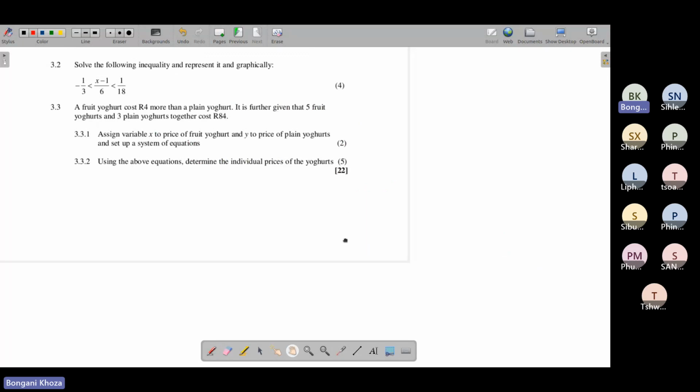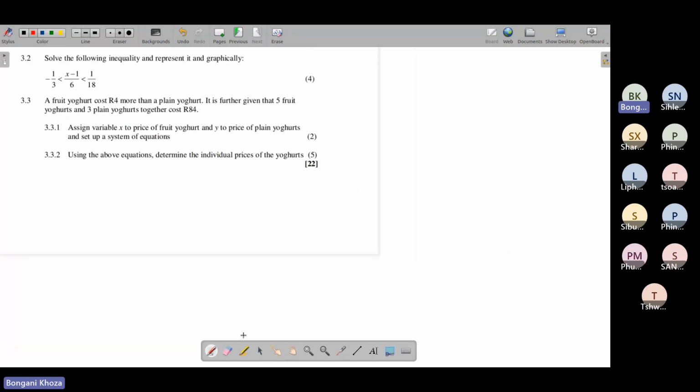All right, so 3.2 is an inequality. You are asked to solve that and represent it graphically, right? So they're expecting something, whether it's a number line or something along those lines, or you're going to draw it using a parabola, but they're expecting it to be represented graphically. So it's -1 over 3 is less than x minus 1 over 6, less than 1 over 18.